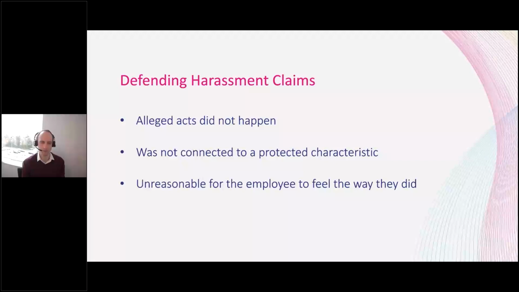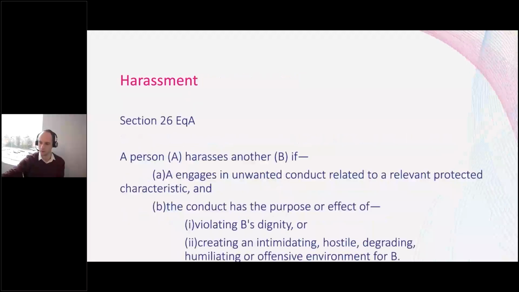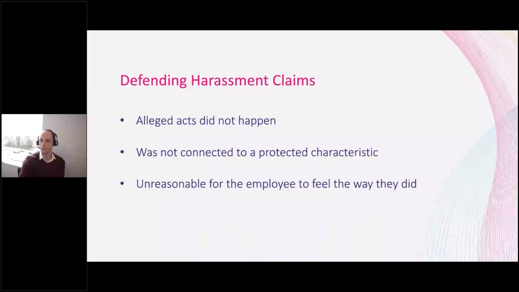They hate the word banter partly because banter is usually just a way of saying harassment, but also because of this defence: it was unreasonable for the employee to feel either violated or that it was an intimidating, hostile or degrading environment. Obviously difficult to do because it's up to the employee how they felt for the most part. And there is a general principle in law that you take an individual as you find them. If they are somebody who is more likely to be offended, tough, they are more likely to be offended.